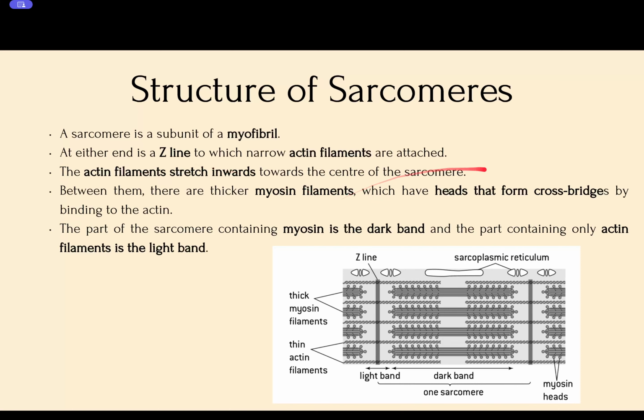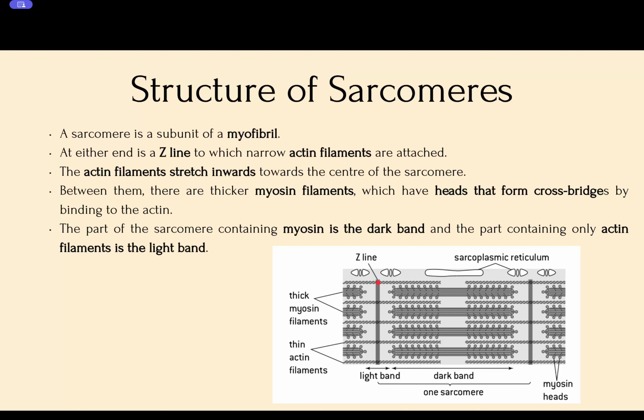Okay, so at either end of a sarcomere is a Z line to which actin filaments are fixed and attached. The actin filaments stretch inwards towards the center of the sarcomere. So they stretch this way in this direction, or for this one in this direction, towards the center, essentially, of one sarcomere.